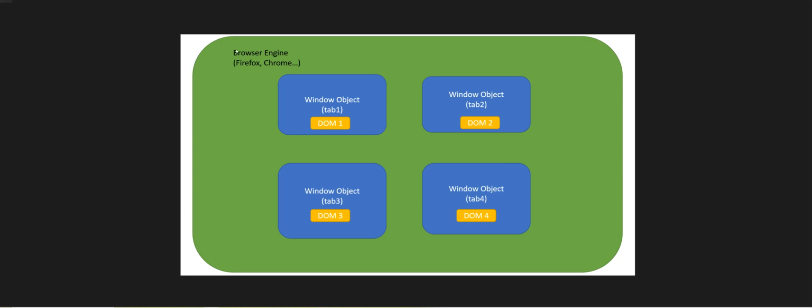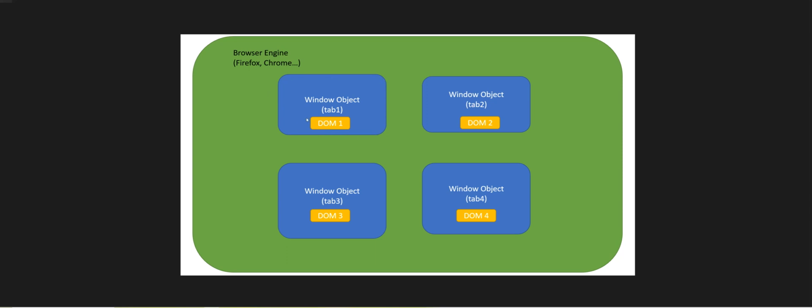The window object is a runtime or an environment that your browser engine, that means Firefox or Chrome, creates. So your browser creates this green background. That's called the environment or the runtime. You can also think of this as the universe that we live in. In this green universe, we have different planets, these window objects. Now these represent each tab that you have open.